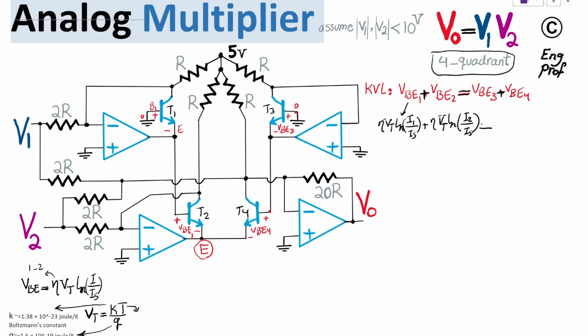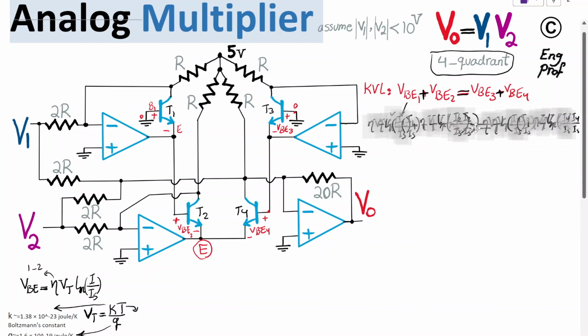On the other side, we have the same thing going on: eta Vt, and then ln of the current of transistor 3 on top right, and then eta Vt, and finally the current of transistor 4 divided by the saturation current. So let me shift this whole thing so that there is enough space to show you. Okay, so there you go.